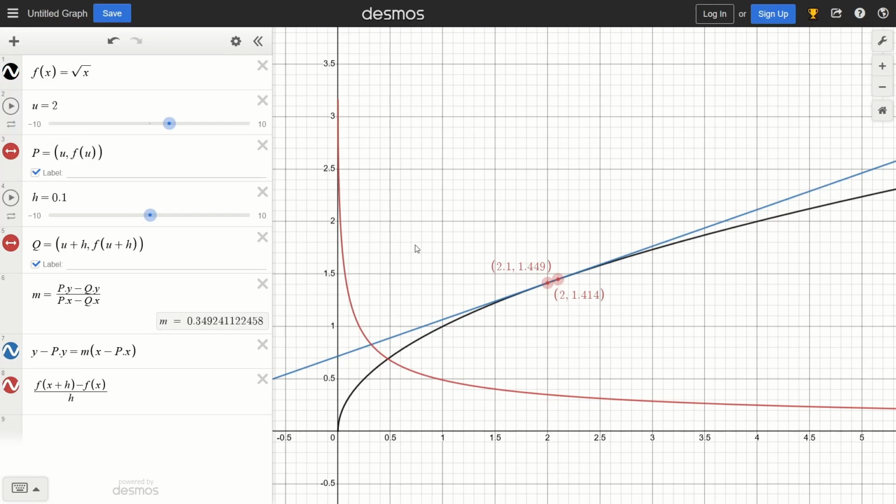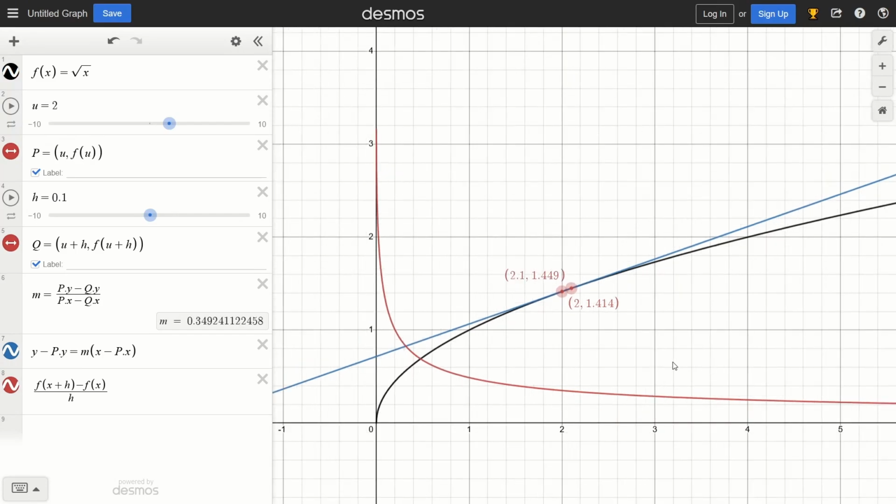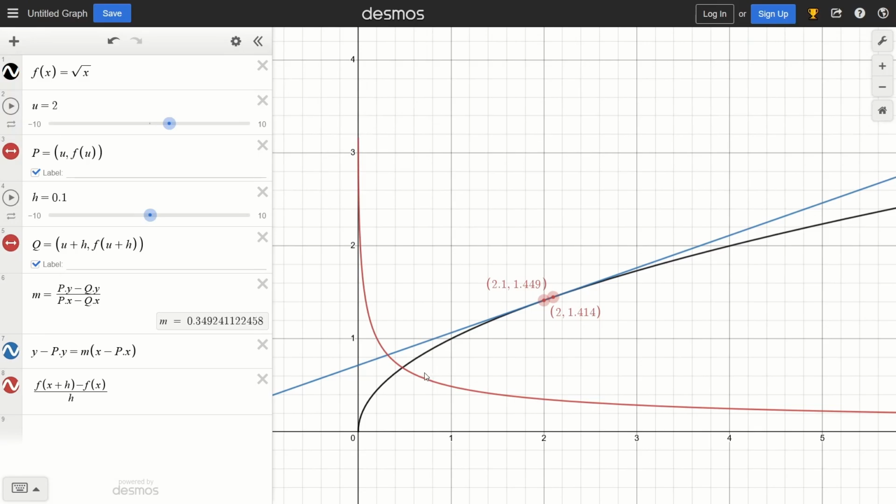And now we get this new curve, which is actually an approximation of what the gradient of the black curve will look like. So you could say that the red curve is an approximation of the derivative of the black curve. So guys, in this video you've learned about the difference quotient in calculus and how its concept has been built up from the basics.